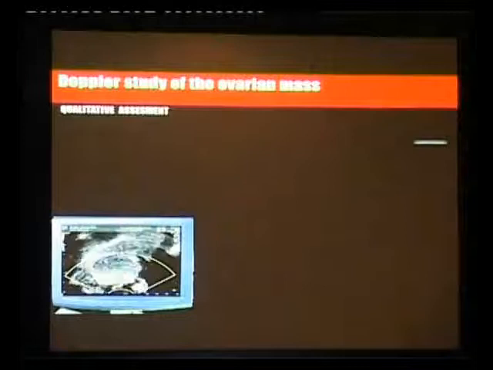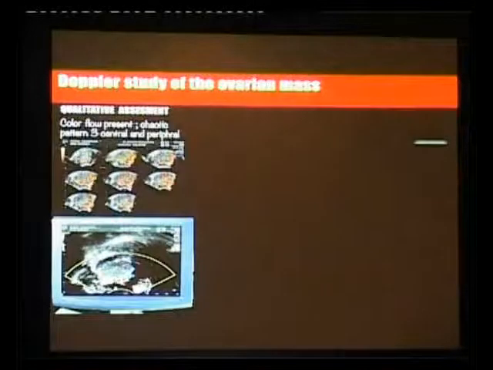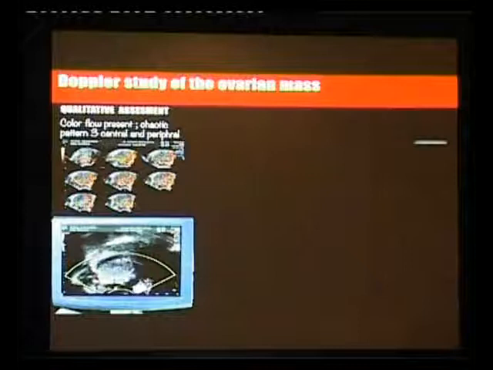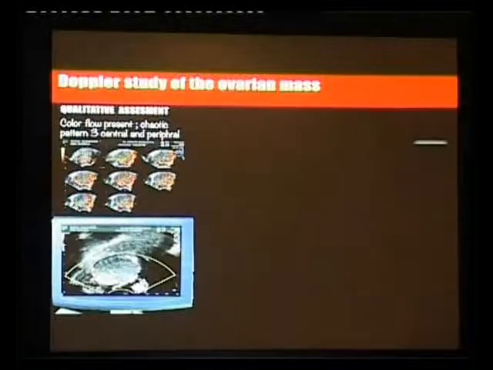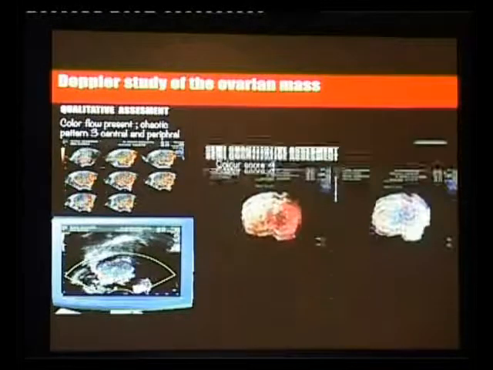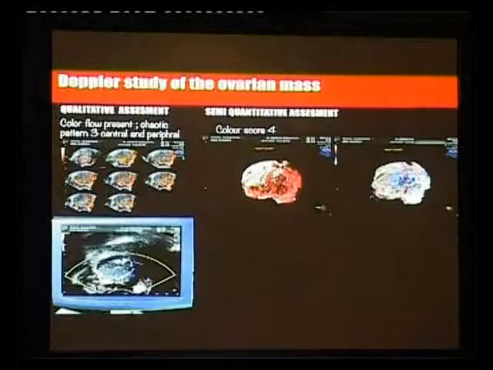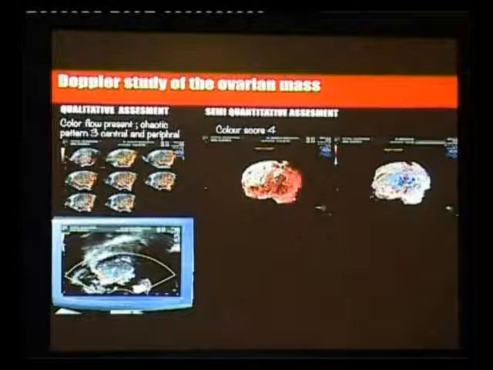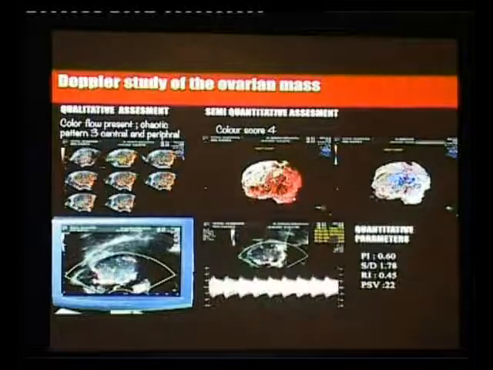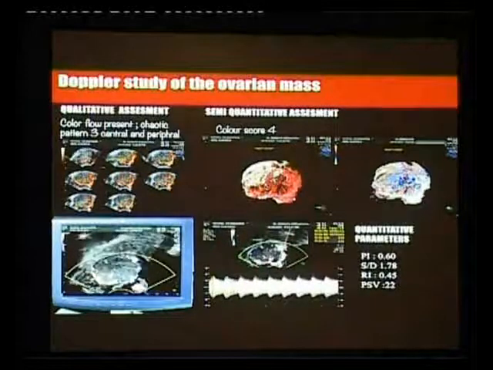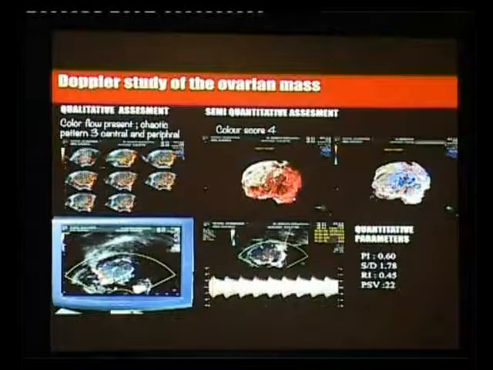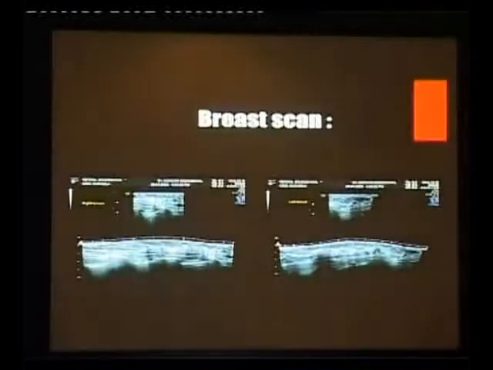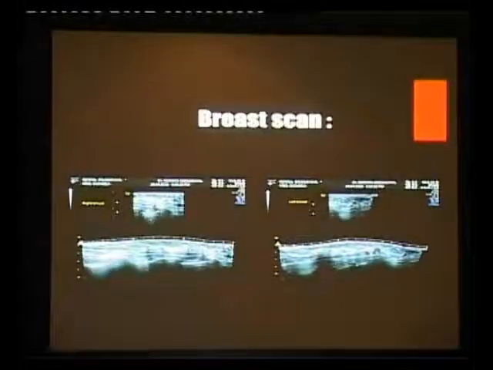We then went ahead with the qualitative analysis, and what did we see? A color flow was present, chaotic vascularity, and both central and peripheral pattern 3. We did a semi-quantitative analysis with this beautiful E10 that we have just got recently, and the color score was 4. We then went to a quantitative parameter and found an RI of 0.45 and a PSV of 22. We did a breast scan as well, which was normal.